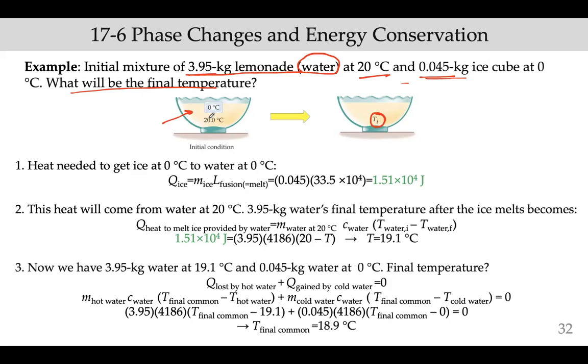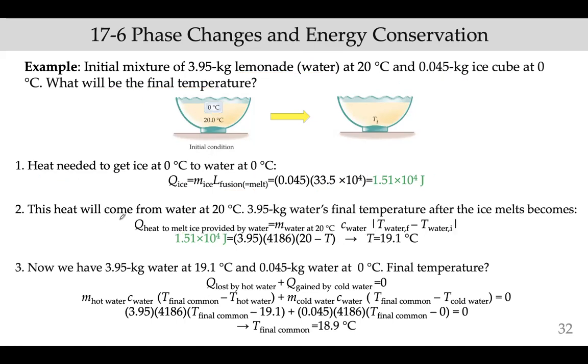So let's calculate that final temperature. First, the heat needed to get ice at 0 degrees to water at 0 degrees. What is the heat that's needed to melt this? For melting, we use fusion. You multiply the mass of ice and L fusion, the latent heat value for the melting transition, and you look up the table, and you find this much energy is needed to melt this ice.